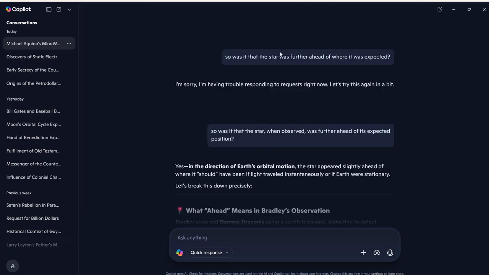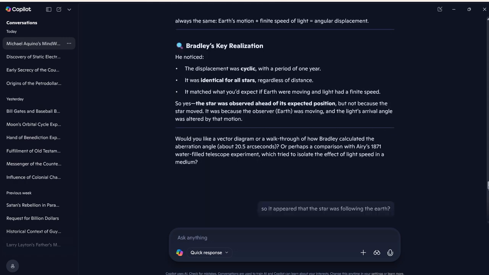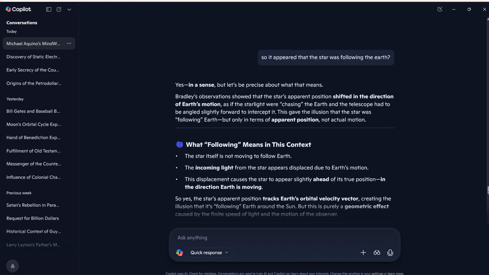So I asked, was it further ahead of its expected position? It says yes, in the direction of Earth's orbital motion. The star appeared slightly ahead of where it should have been. So let's get down to the brass tacks. So I say, so it appeared that the star was following the Earth. They say yes, in a sense, but let's be precise about what this means.